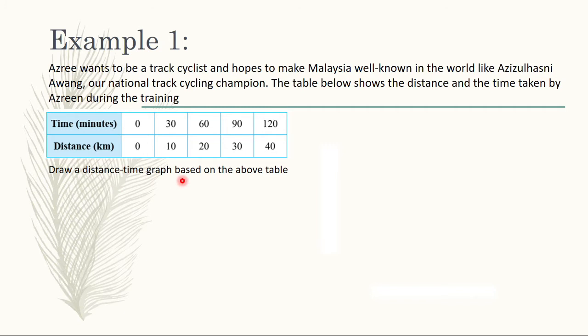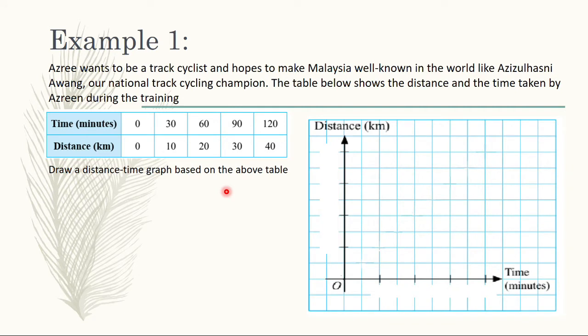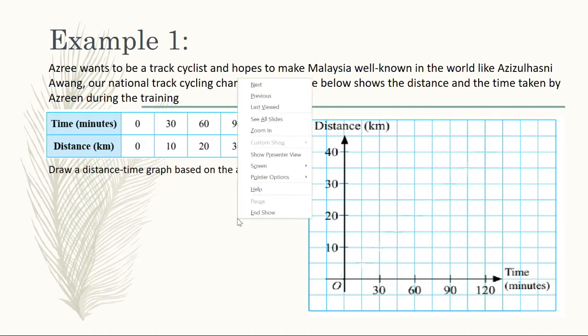So to draw a distance time graph, first you need to plan a proper scale. Choose a suitable scale to represent the distance and also time. Remember the vertical axis or the y-axis represents the distance and the horizontal axis represents the time. After that we have to plot the graph. For the time, the x-axis it is 0, 30, 60, 90, and 120, right? So the distance is this. Make sure you represent the scale properly, and then we are going to plot the graph.